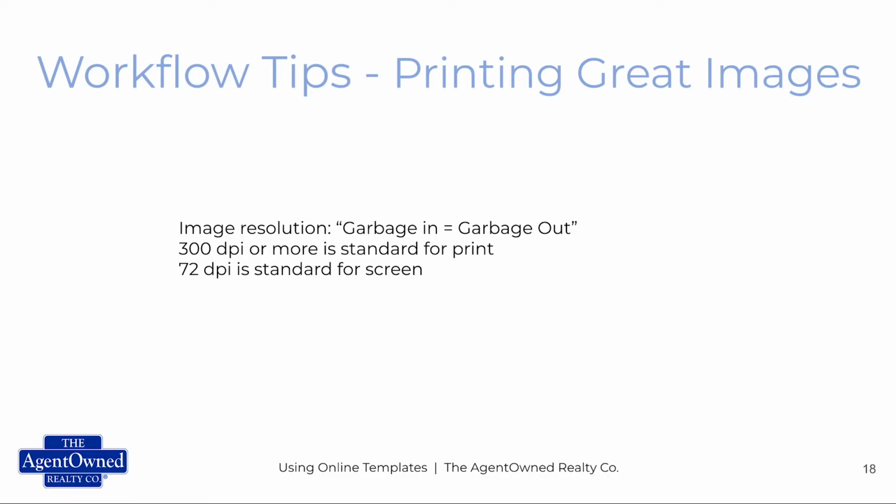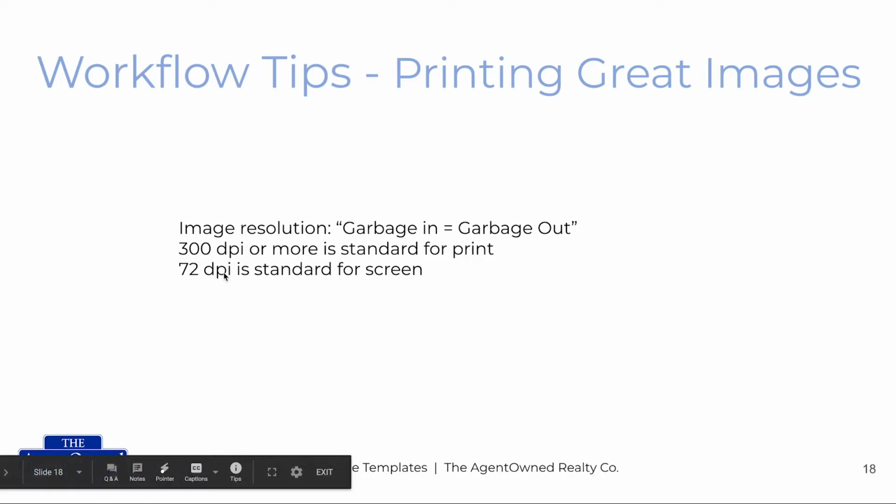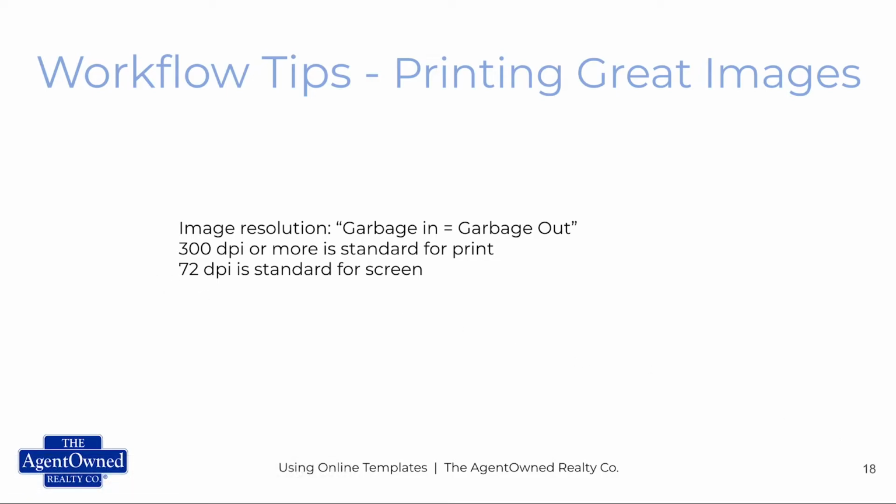Printing great images. So the way I always look at printing great images is that you put garbage into the print material that you're going to use, and you're going to get garbage out. So right now we're using a screen. You're viewing this on a screen, and 72 DPI is the standard for screens. DPI stands for dots per inch. So obviously higher DPIs are going to be better. So 300 DPI, 300 dots per inch, is the standard, the industry standard for printing, at least 300 DPI. So we want to make sure that the images that we use for screen and the images that we use for print are two different things.